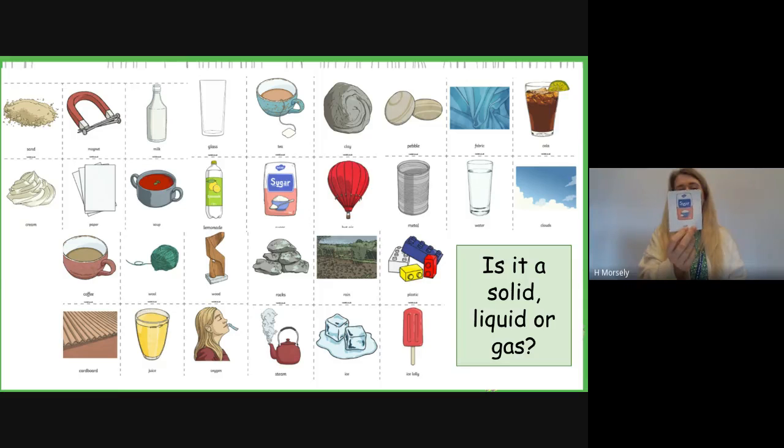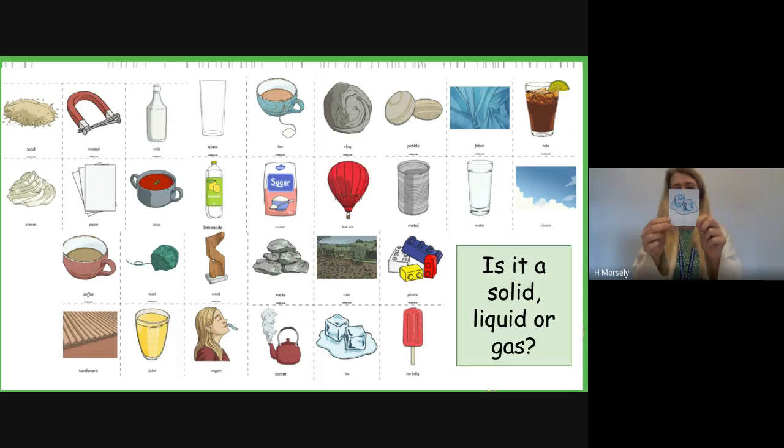Sugar is a solid. So even though you can pour sugar, when you've got lots of granules together, one granule on its own is still a solid granule. So even though it can be poured like liquid, it's not a liquid, it's a solid. Paper is a solid.